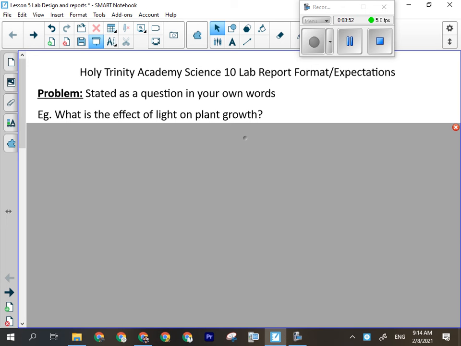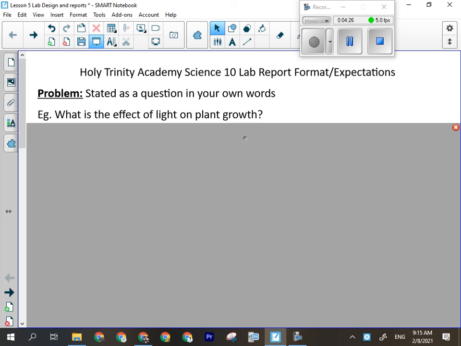So if I'm doing a lab on the effect of light on plant growth, my manipulated variable is going to be what? I want to study the effect that light has on plant growth. The amount of light. The amount of light, exactly. Okay, that's going to be my manipulated variable. It's the thing that I, as the experimenter, am going to change, okay, in order to see what its effect is on the growth of a plant. Which means then that my responding variable is going to be what?